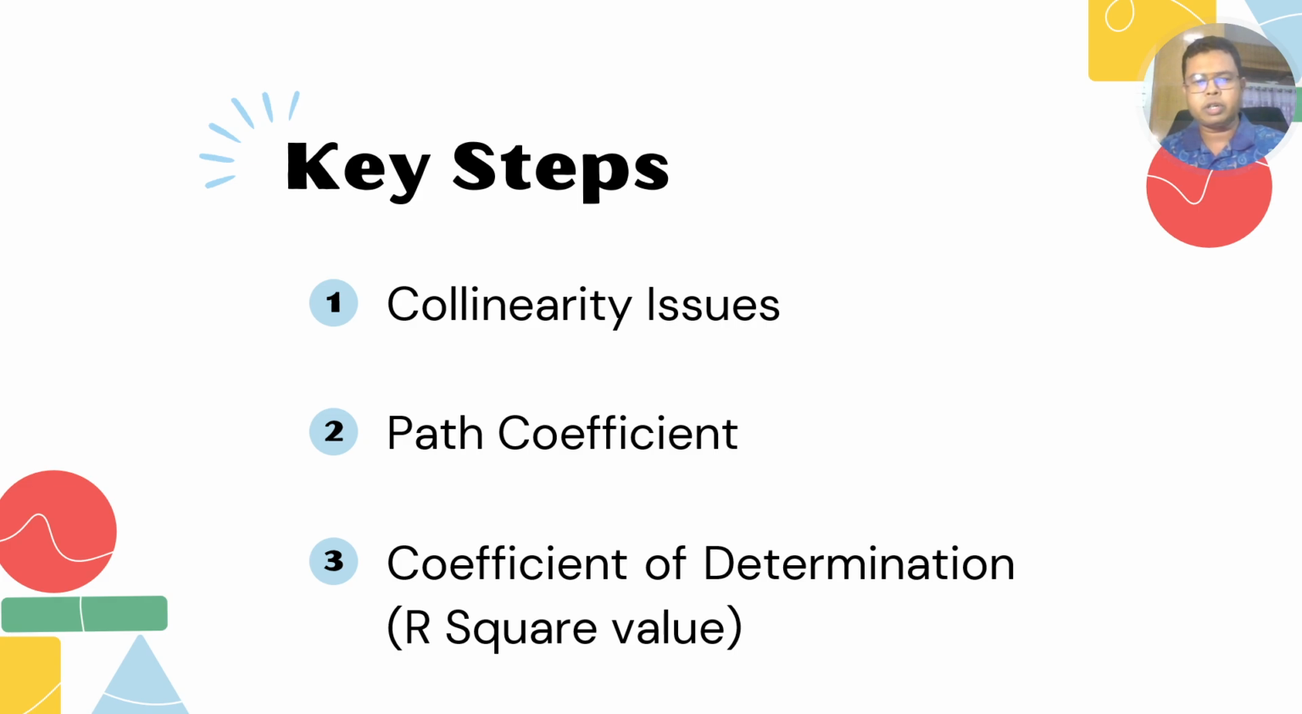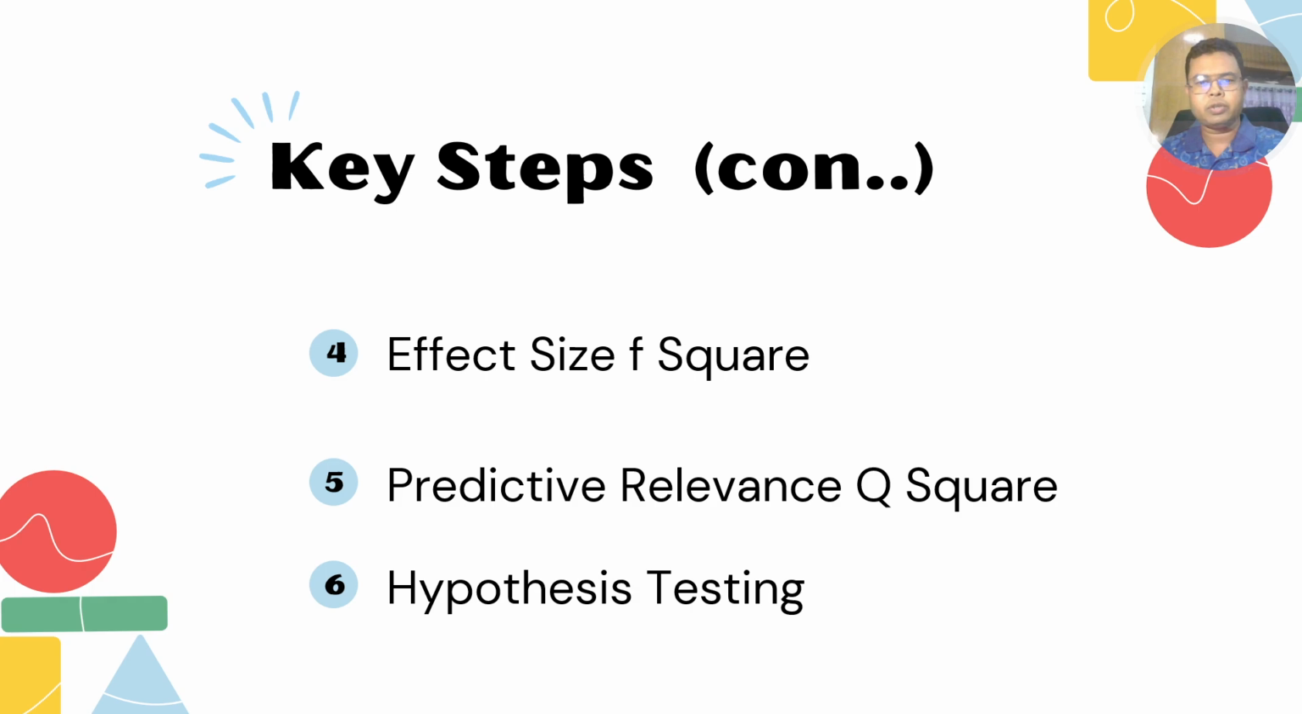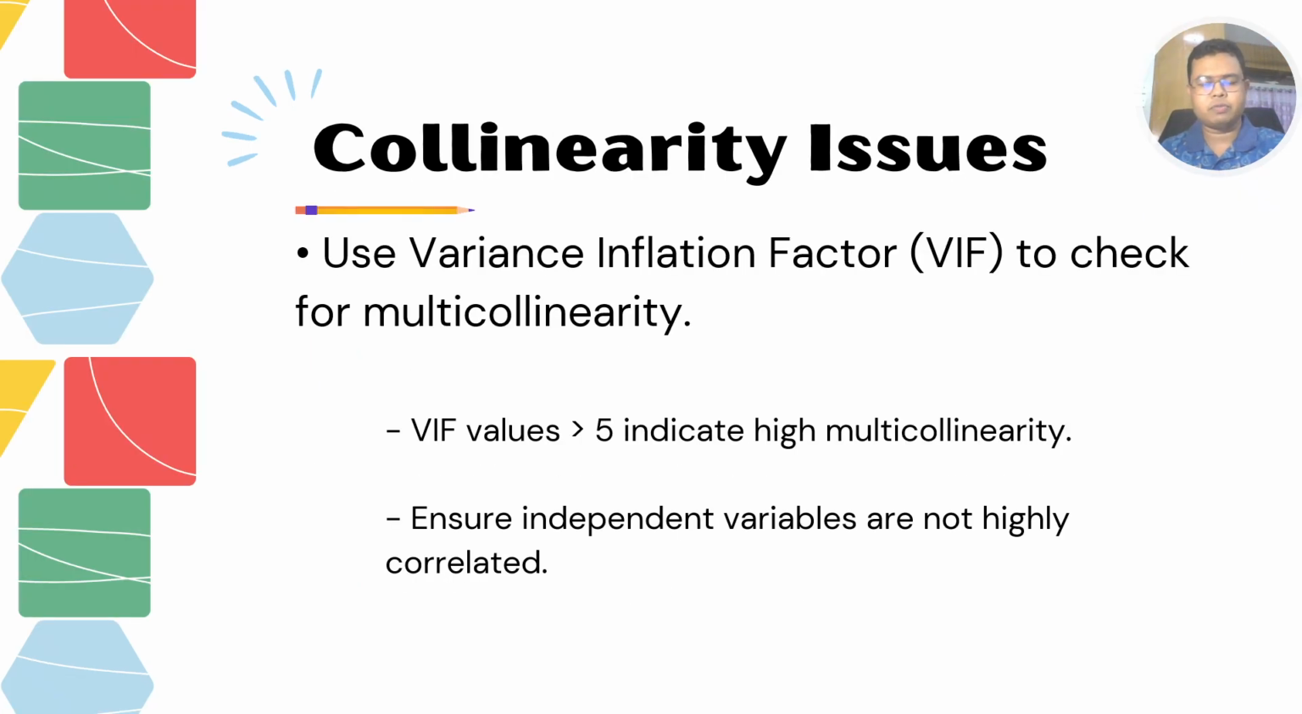Some key steps, actually. In the structural model, first of all, you need to check the collinearity, and then the path coefficient, then the coefficient of determination, I mean R square value. Next, we need to investigate the effect size, which is F square, and then the predictive relevance, which is Q square, and finally we'll test the hypothesis, right? So there are 6 key steps of evaluation of structural model. So first of all, what is collinearity?